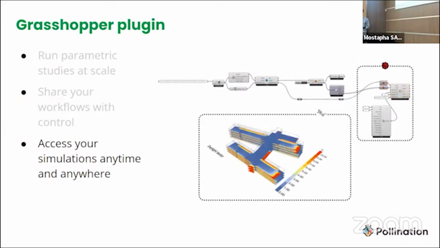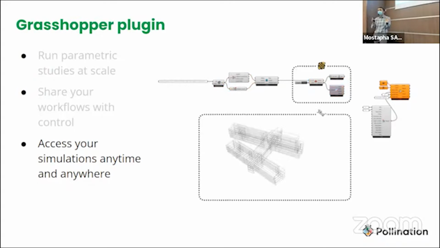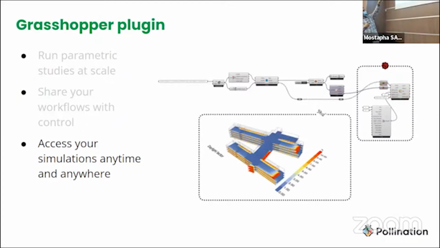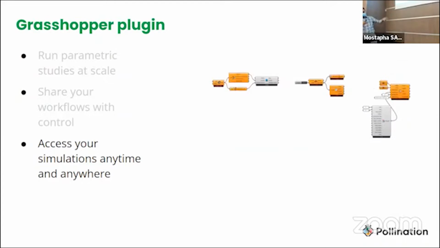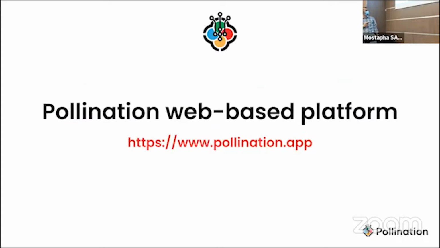So you don't need to be on the same machine to check the result. This means like if you're working in an office and you have a more junior person who runs the study and you have a more senior person who wants to check the results of the study, they don't need to use the same machine. One person runs it, the other person can load it from inside Grasshopper without having anything from that model. And of course, everything can happen from inside the CAP plugins.